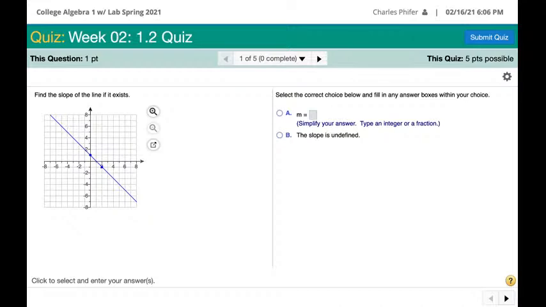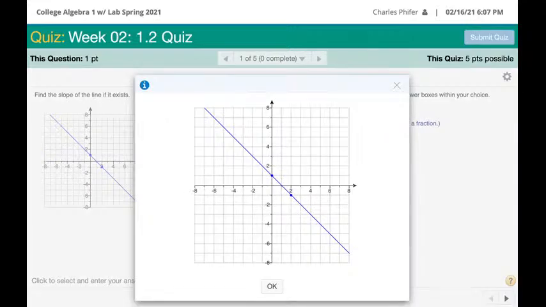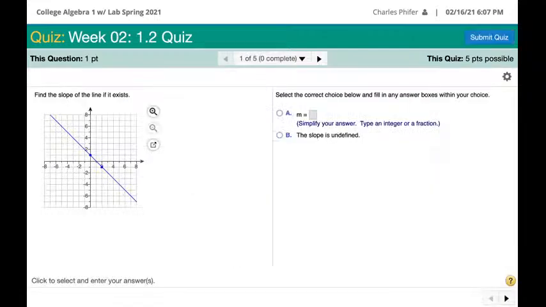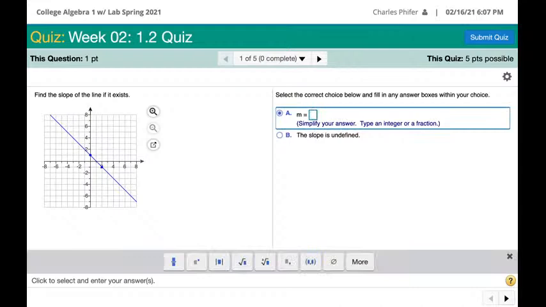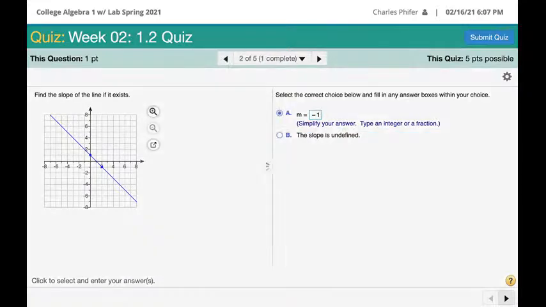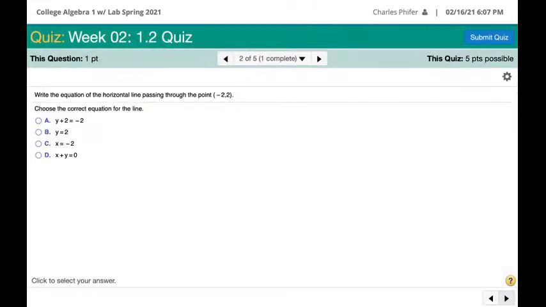Find the slope of the line if it exists. So slope is rise over run, or change in y over change in x. So here, if we start at this point and get to the second point, we go down 2 and right 2. So the slope is -1. The slope there should be -1, okay? And if we get it wrong, we'll come back and take it again and keep going until we get it. Write the equation of the horizontal line. So if it's a horizontal line, that means y is always that y value. So that's just going to be y equals 2.